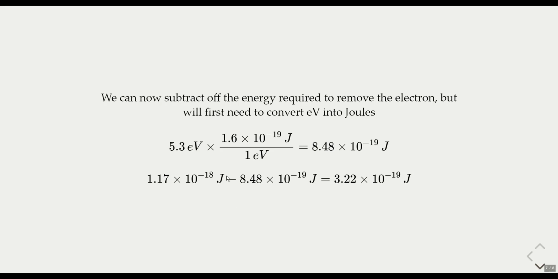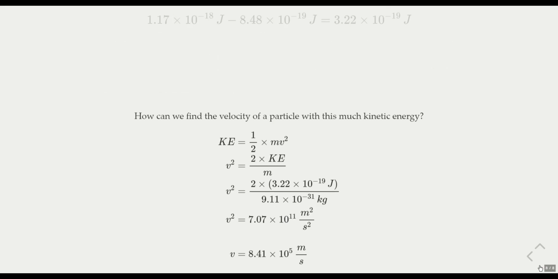Okay, I come in with this much, 1.17 times 10 to the minus 18. I need this much, 8.48 times 10 to the minus 19, to remove the electron. What's left over, I just subtract the two. 3.22 times 10 to the minus 19 joules. That's left over in the form of kinetic energy. All I have to do now is say, if you have that much kinetic energy, how fast are you moving if you are an electron with a particular mass?